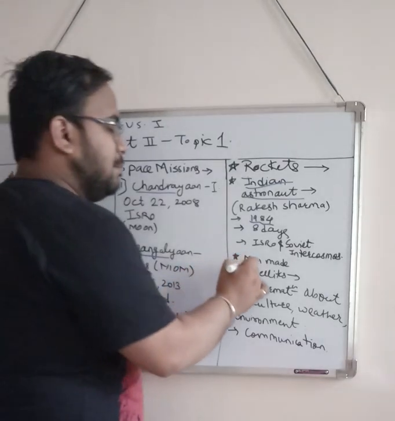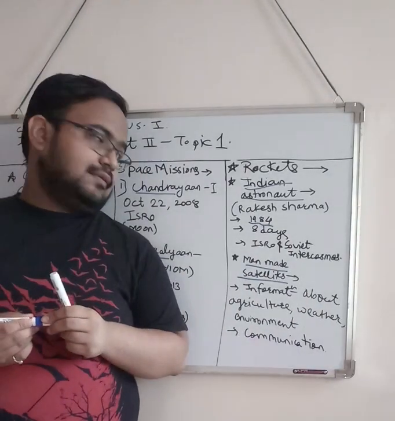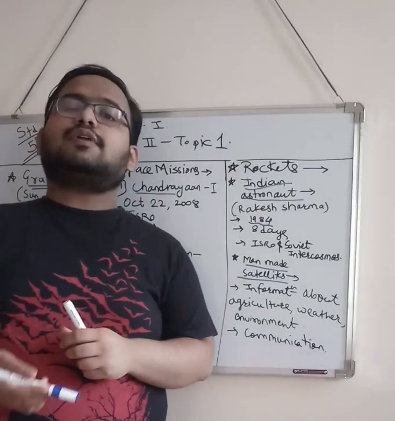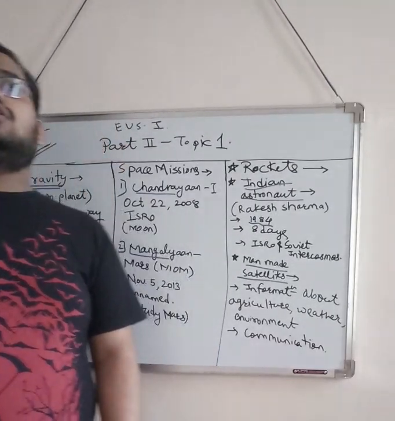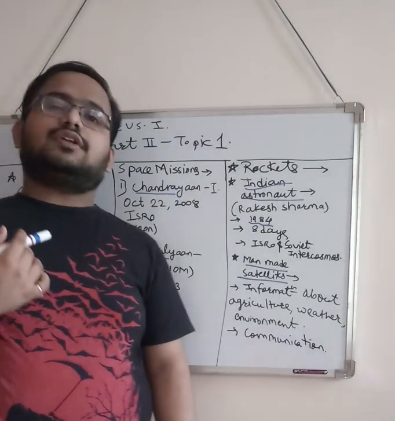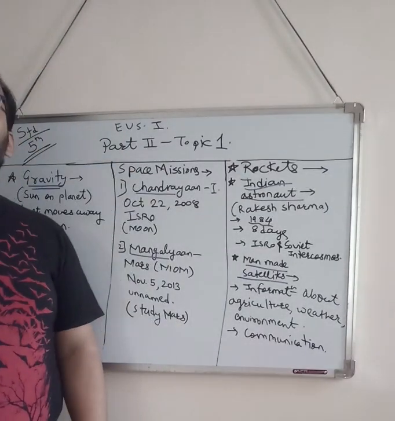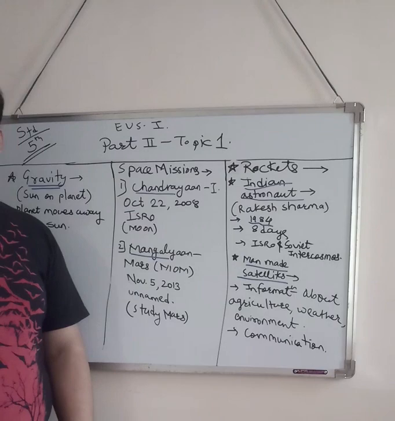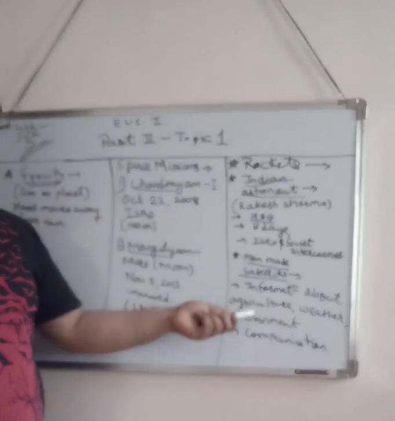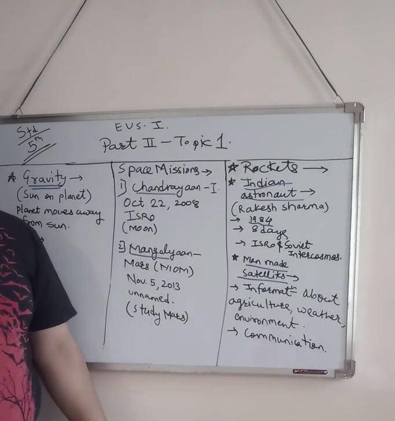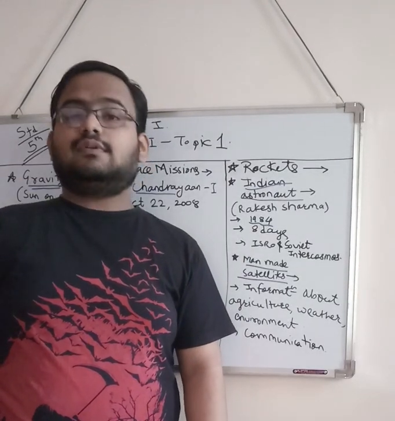Next part is man-made satellites, satellites which are made by man. Basically, they provide us information about agriculture, environment, weather. They are also used for communication. The serials and cartoons which we see on TV are due to satellites. The moon is the natural satellite of the earth. And man-made satellites can stay for many years in space. Clear?